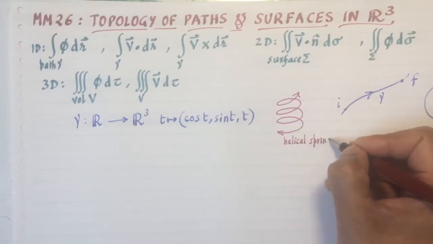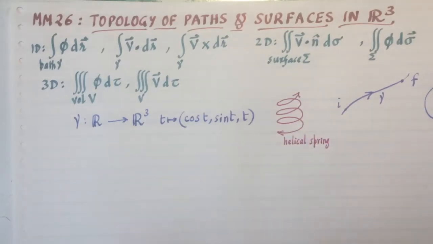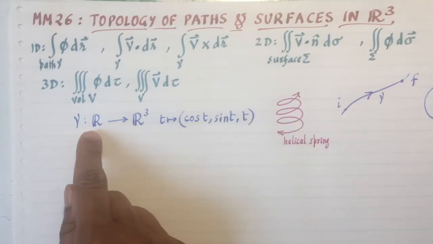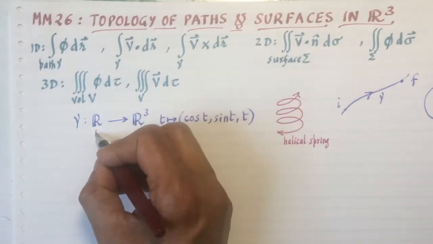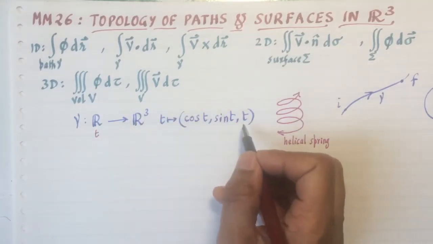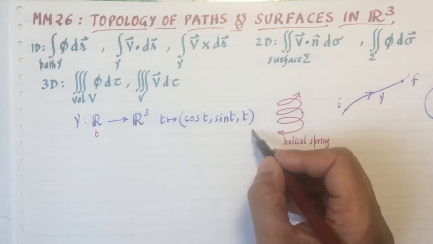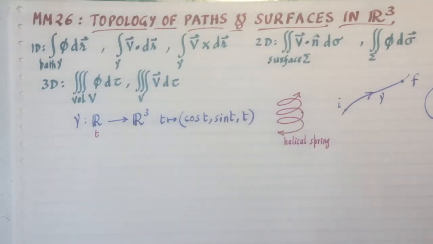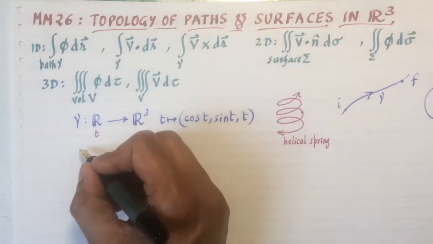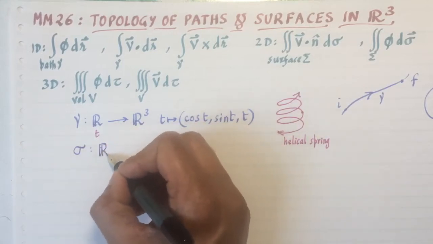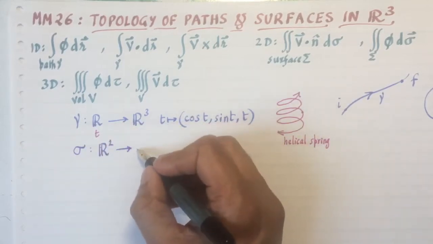So this is a fun way to describe different paths. And when we do this, it's called the parametrization of the path. And the parameter is located here. And of course, the coordinates of the point of the path that you're parametrizing occur on the other side. Now, surfaces are exactly like that, except that you'll have two variables now. So sigma is a map from R2 to R3.